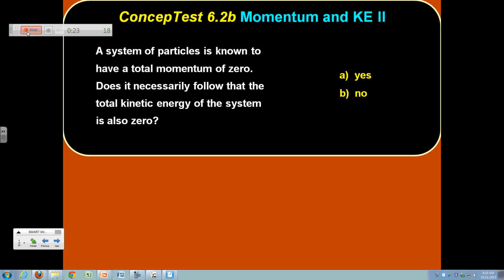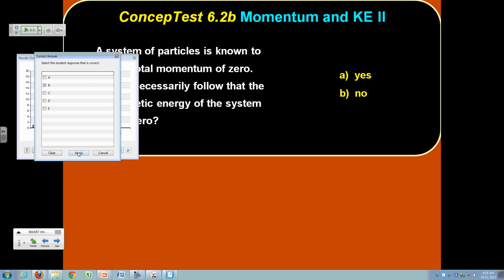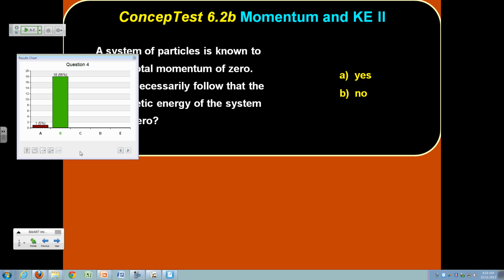Stop at 30. Okay, very good. So remember, if the momentum's 0, they're either not moving or they're moving in opposite directions with equal momentum.